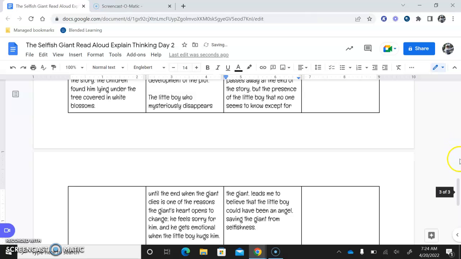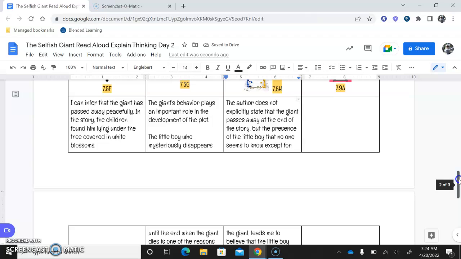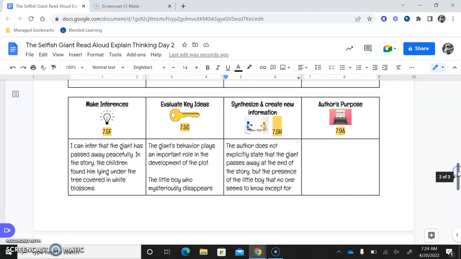It kind of makes me think of the old idea of an angel on one shoulder and the devil on the other shoulder trying to get you to either make the right decision or the wrong decision, except this was an actual person, not an imaginary being. So now we're going to talk about author's purpose, because even though it's a fiction story, the author had a point that he was trying to make when he made the story. So that's what we're going to finish with.